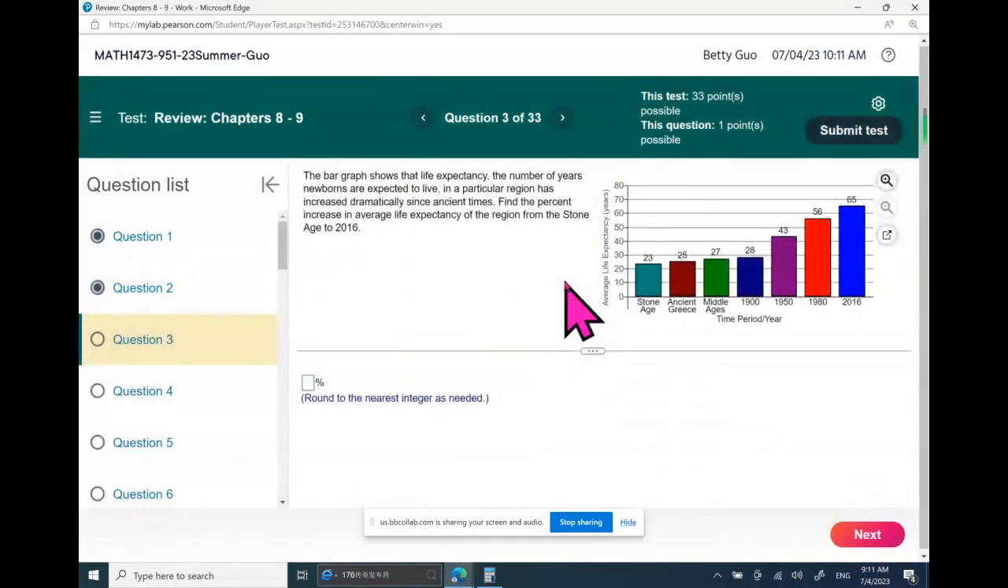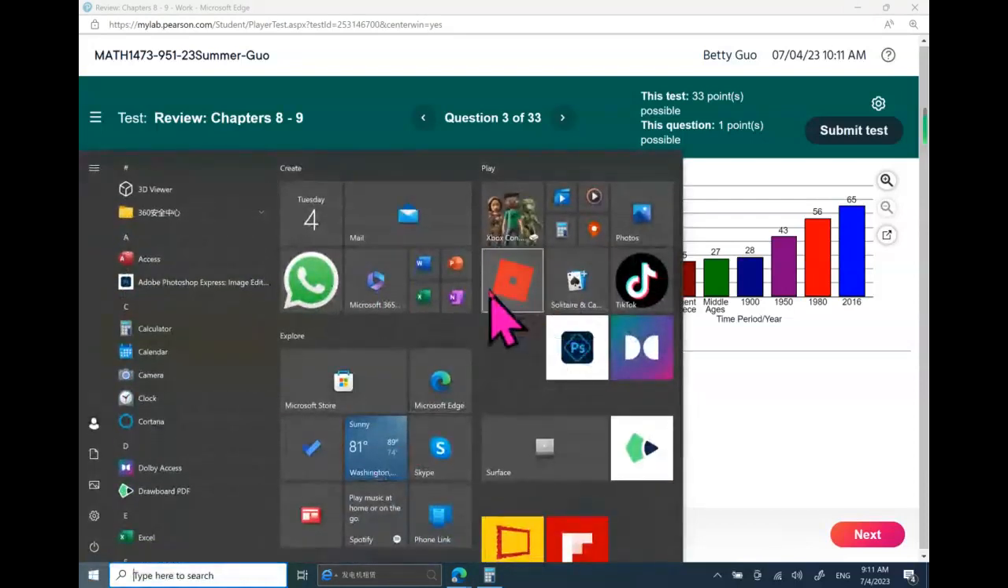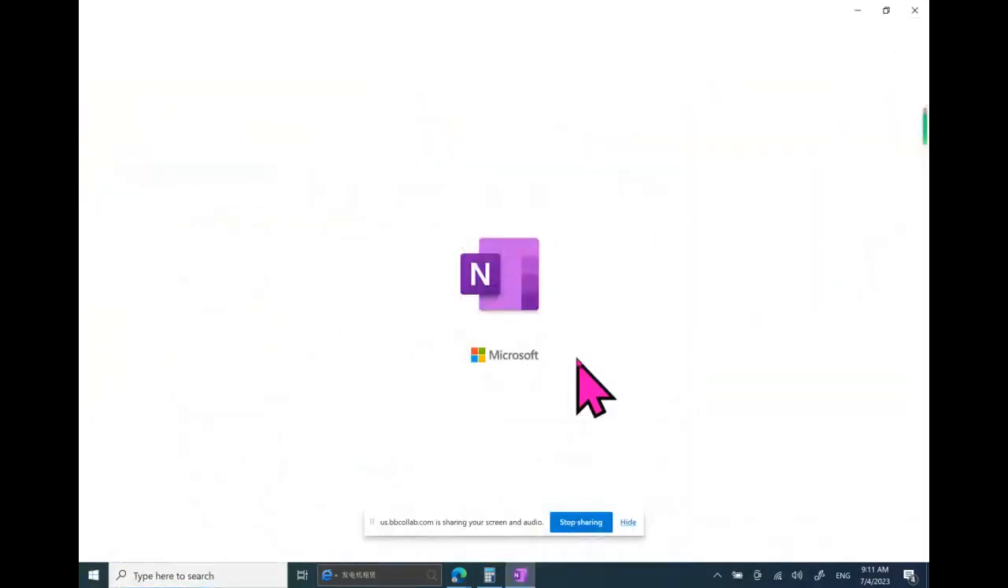Question number 3. The bar graph shows that life expectancy, the number of years newborns are expected to live in a particular region, has increased dramatically since ancient times. Find the percent increase in average life expectancy of the region from the Stone Age to 2016. So we're looking for a percent increase. Let me get my OneNote. I need to do some calculation here.